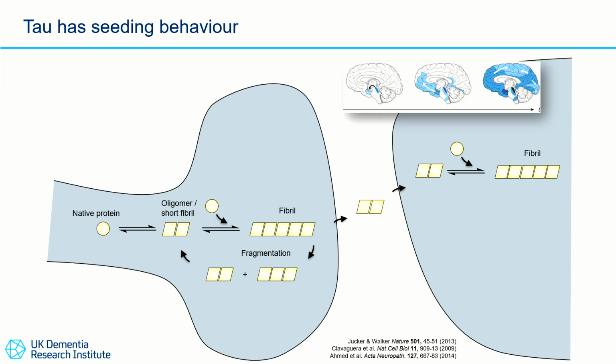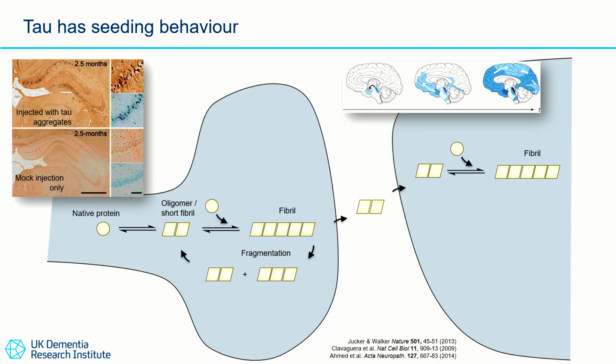This kind of aggregation is consistent with the way that tau is known to spread around the brain during Alzheimer's disease, and is also supported by animal model experiments where injection of tau filaments into animal brains causes aggregation to occur.